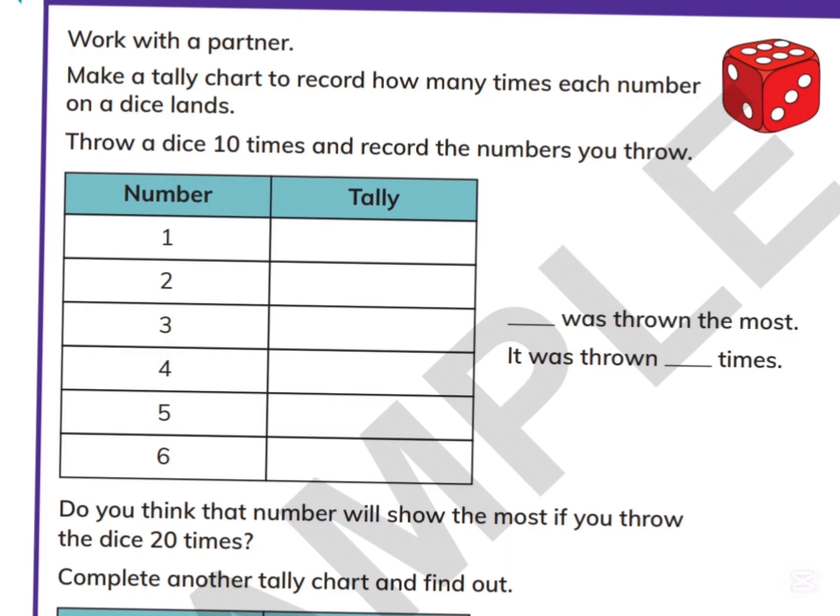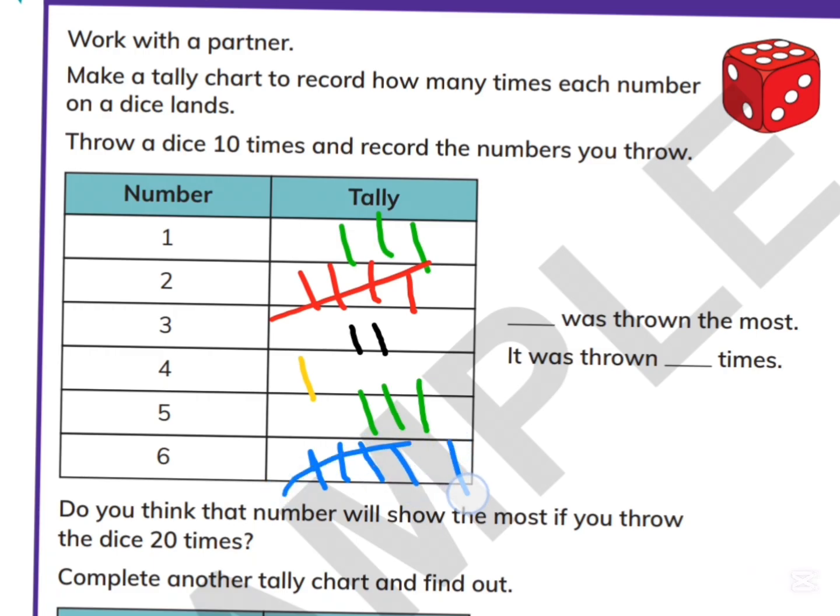Number 1, how many times it comes. For example, I'm just writing randomly. 1 comes 3 times, 2 come 5 times, 3 come 2 times, 4 come 1 time, 5 come 3 times, 6 comes 6 times. Dash was thrown the most.